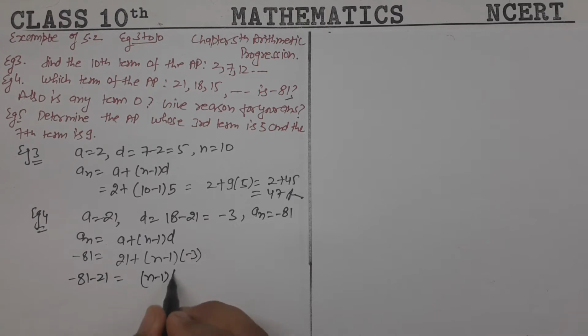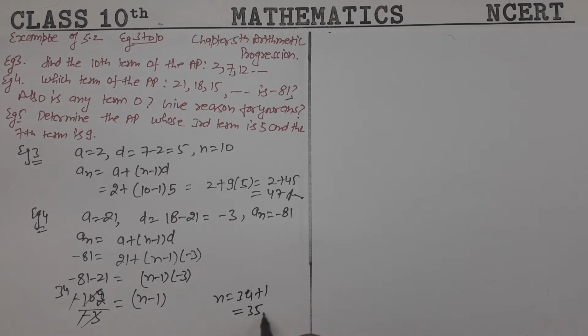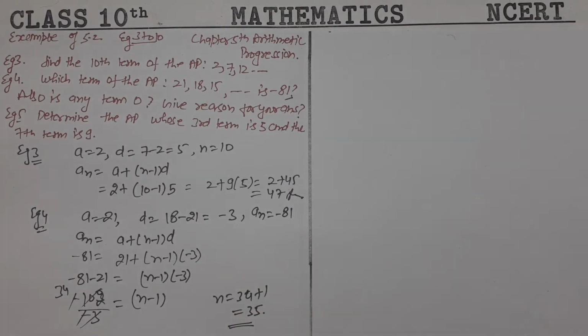Solving. Minus 102 divided by minus 3 equals N minus 1. So N is 34 plus 1, 35. Its 35th term is minus 81.